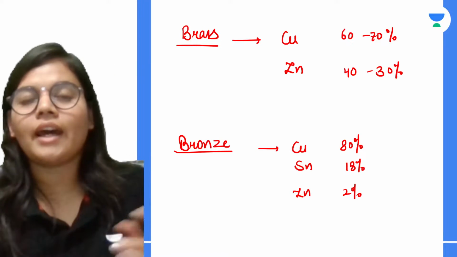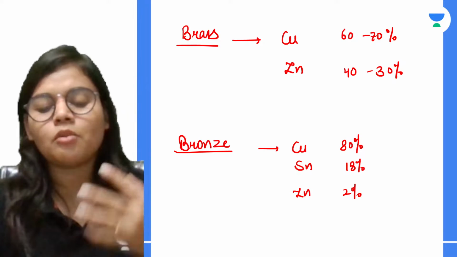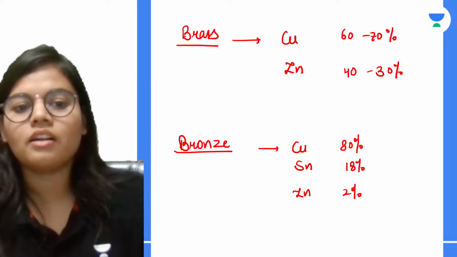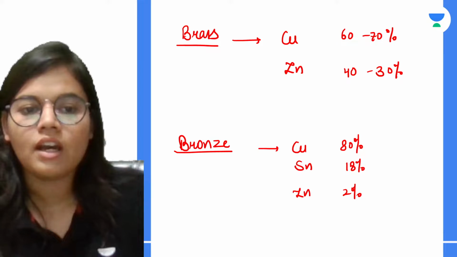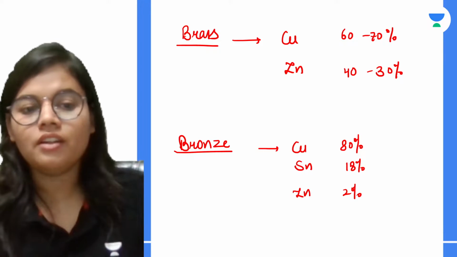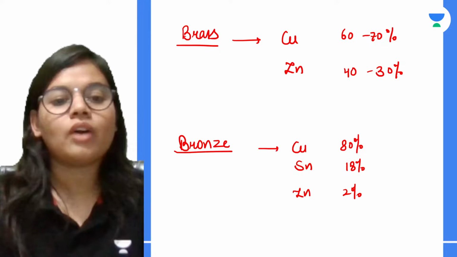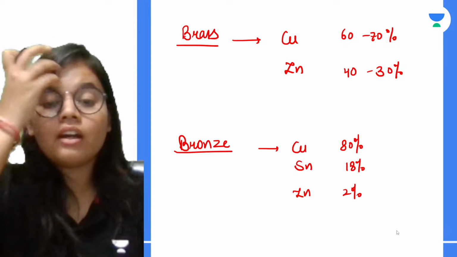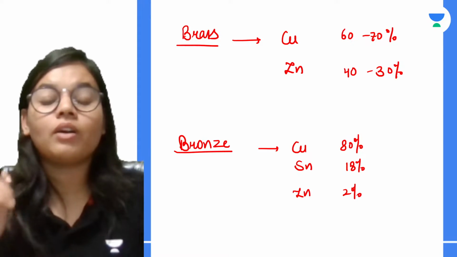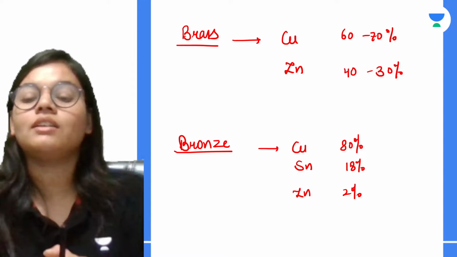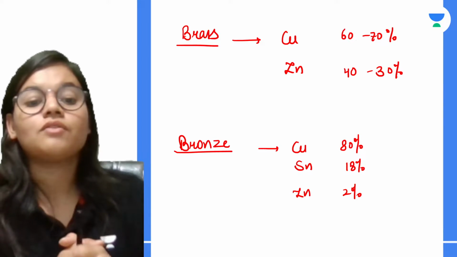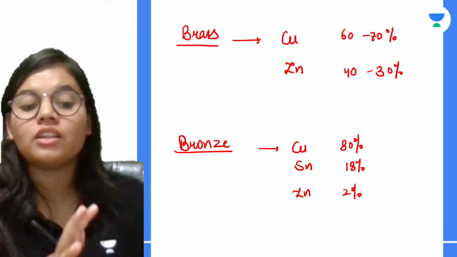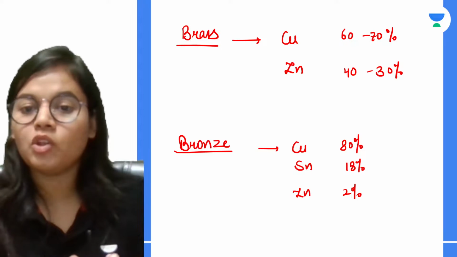Now there are actually many alloys, but these are some of the very common alloys which are normally used in different fields. I hope you understood what alloys are, why we form alloys, what their uses are, and what the different types of alloys are. If there is any confusion related to any topic of alloys, please do let me know.